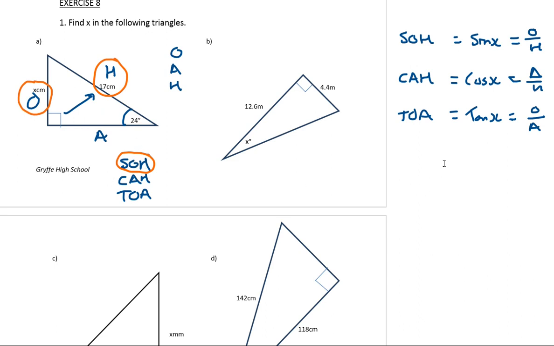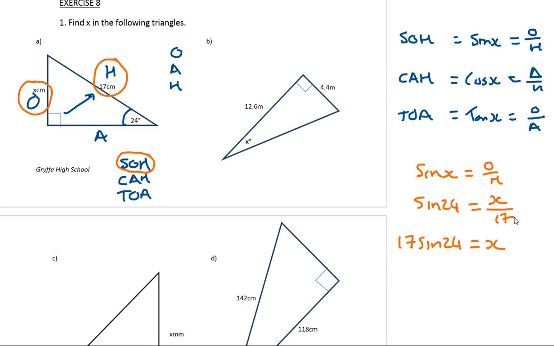So I'll go over to the side of the page just now. So I can say that sine of x is equal to the opposite over the hypotenuse. So sine of 24 is equal to x over 17, because the opposite is x and the hypotenuse is 17. Now to rearrange slightly. I want x on its own, and right now it's being divided by 17. So to do the opposite of divide by 17, I have to multiply by 17. And that gives me x.